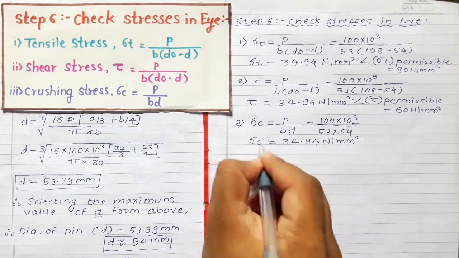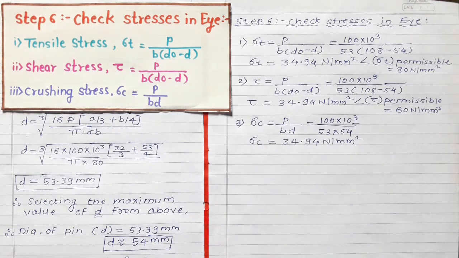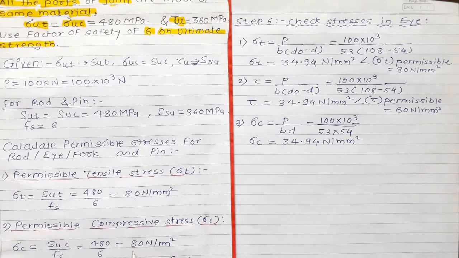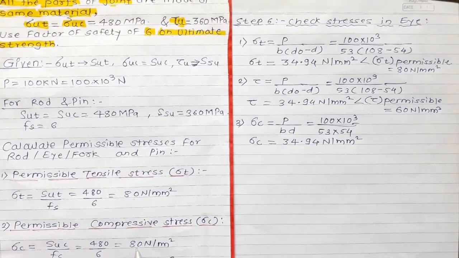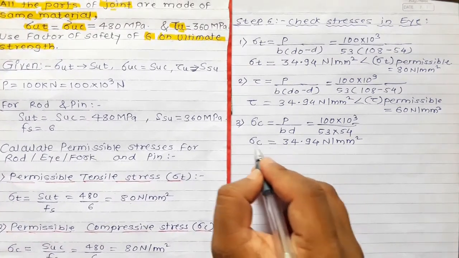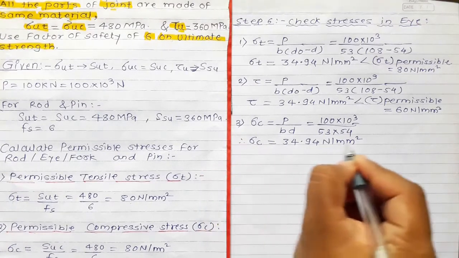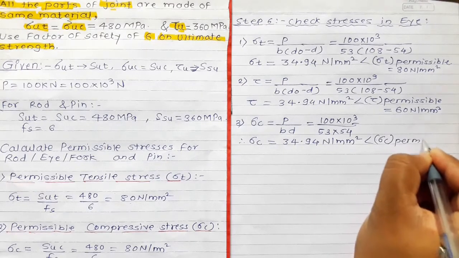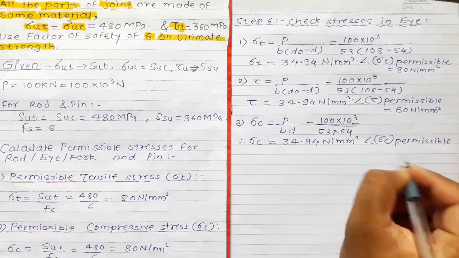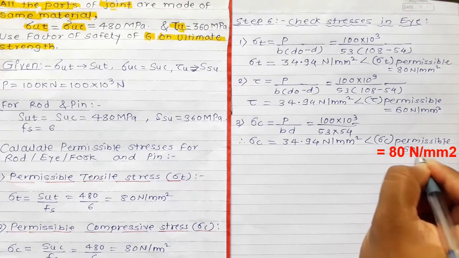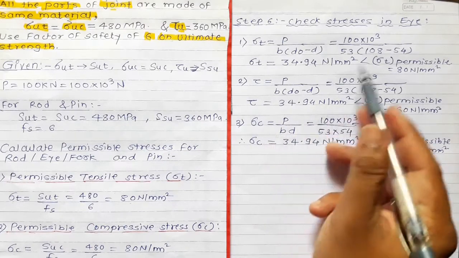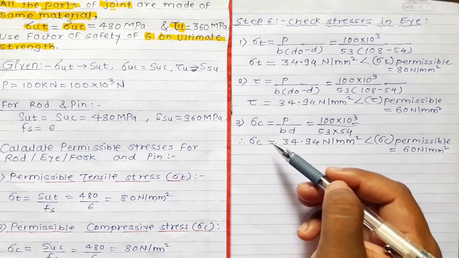Now in order to check the safety of this eye under crushing stress, let us compare this value with the permissible compressive stress, and the permissible compressive stress sigma c is 80 Newton per mm square, and thus we can say that this induced crushing stress is less than the permissible compressive stress, which is having a magnitude of 60 Newton per mm square, and therefore the design of this eye under crushing stress is also safe.